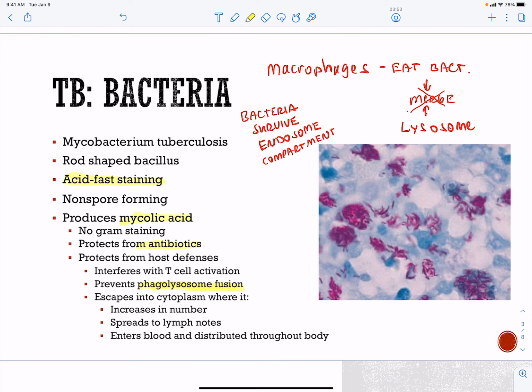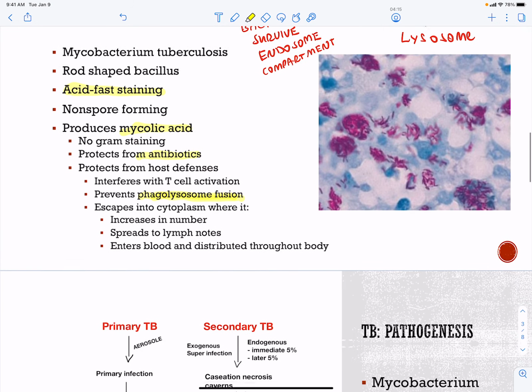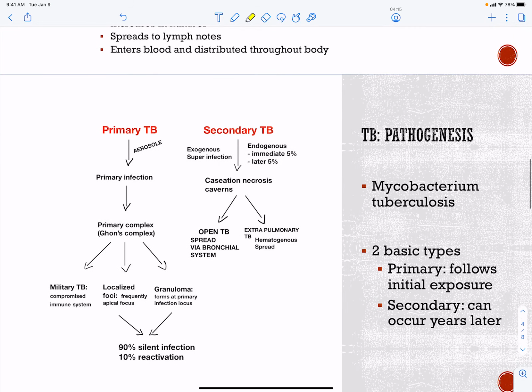Now, your Mycobacterium tuberculosis is typically going to be controlled by the immune system. It does not get cleared by the immune system. However, if there is some compromise with the immune system, the Mycobacterium can get into the cytoplasm. It can increase in numbers. It can spread to other areas of the body and cause a miliary or disseminated Mycobacterium tuberculosis.